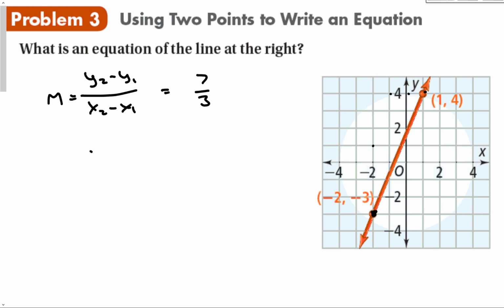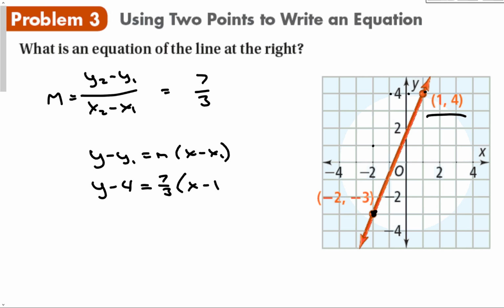So my equation, y minus y1 is equal to m times x minus x1. And then I fill in my coordinates. Like I said, let's use the first coordinate up there, 1 comma 4. So that would be y minus 4 is equal to 7 over 3 times x minus 1.